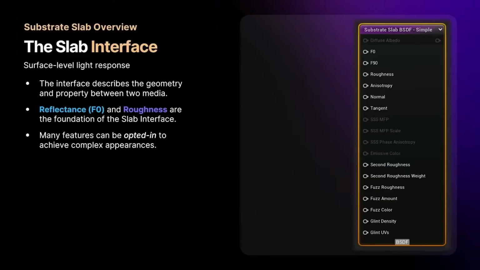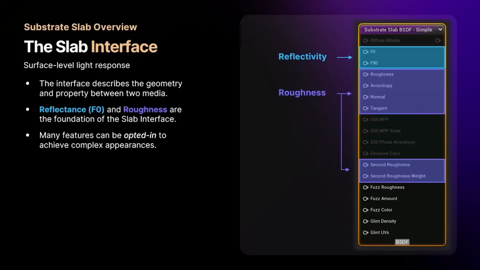The slab interface defines how light interacts with the material at the surface before it enters the volume. It's physically parameterized and built around 2 key attributes. F0, that is your reflectance at normal incidence to the camera, and roughness, which controls the spread of the highlight. Together, these describe what we would traditionally think of as the specular response of the material.